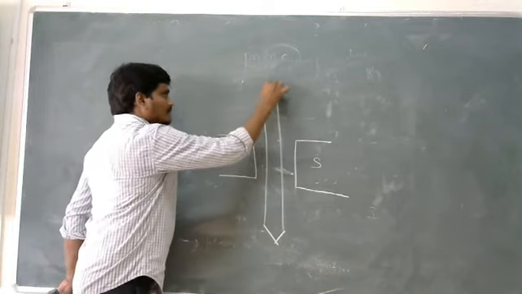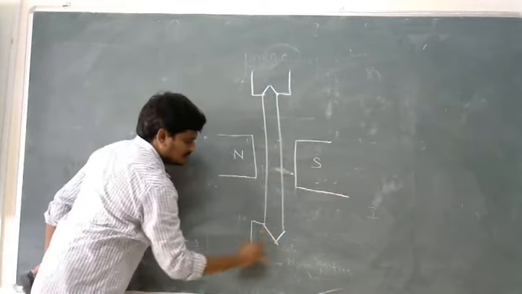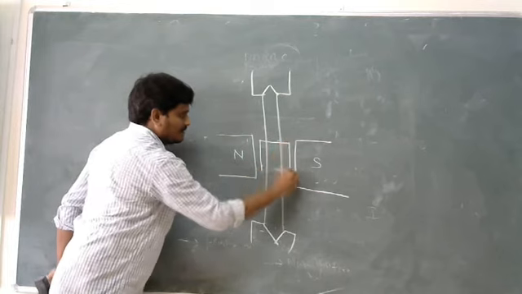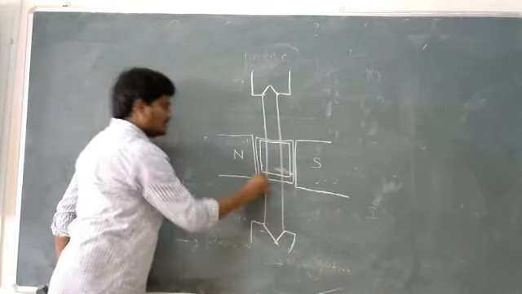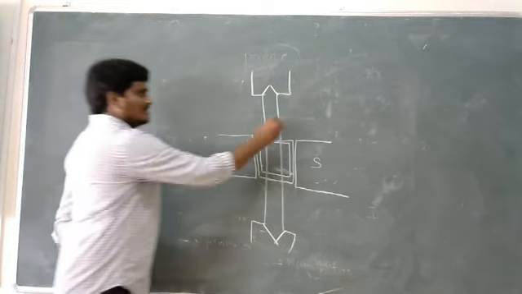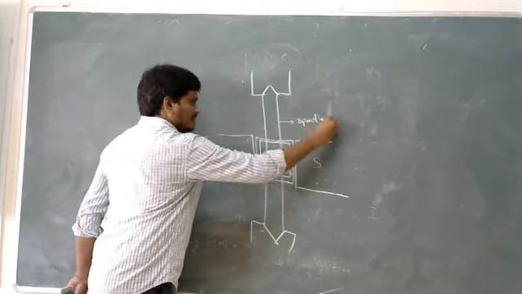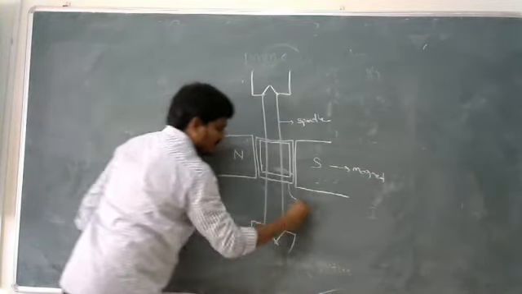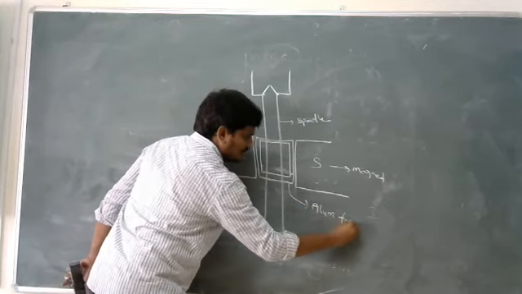Let me take the shape of the spindle like this. It also consists of an aluminium frame. I am drawing the aluminium frame here, which is present at the center of the magnet. This part is considered as a spindle. This is nothing but a magnet, and this is nothing but an aluminium frame.